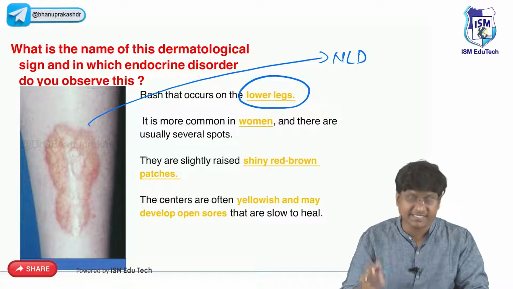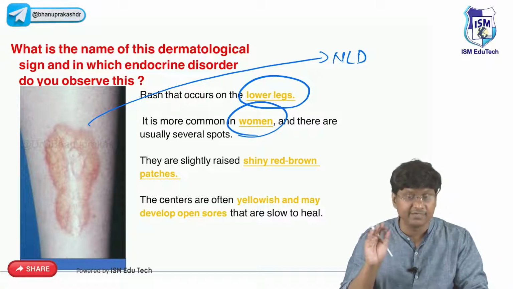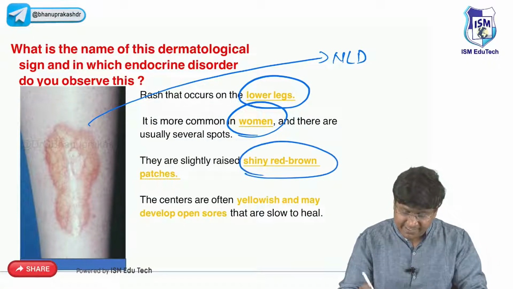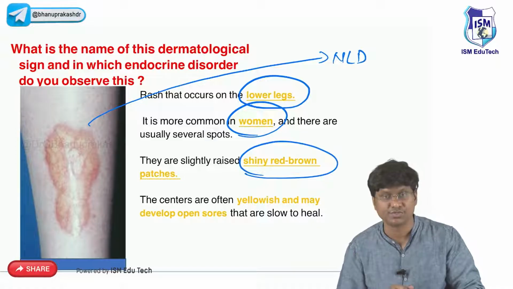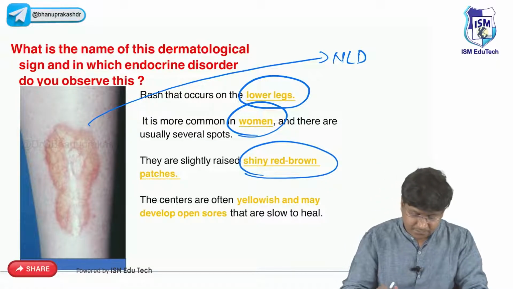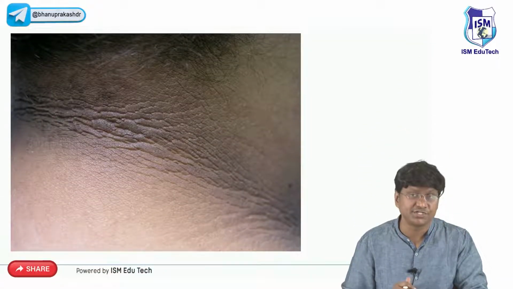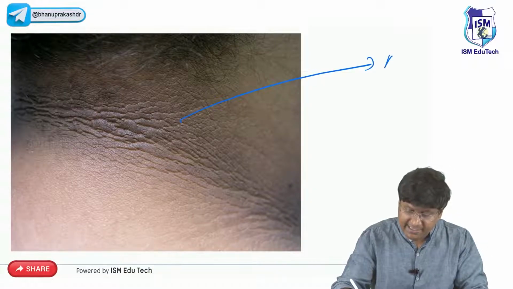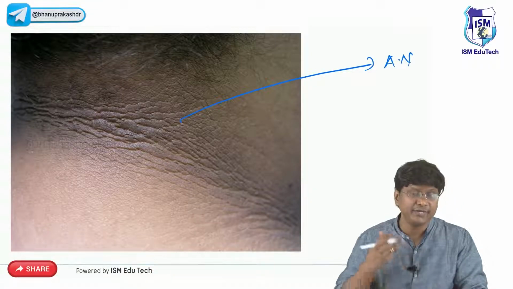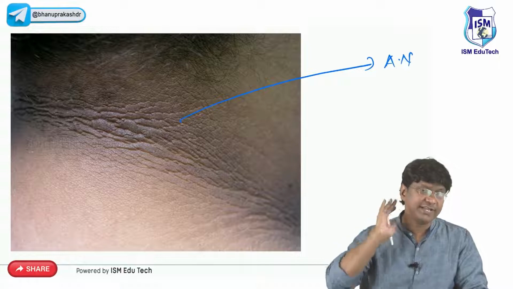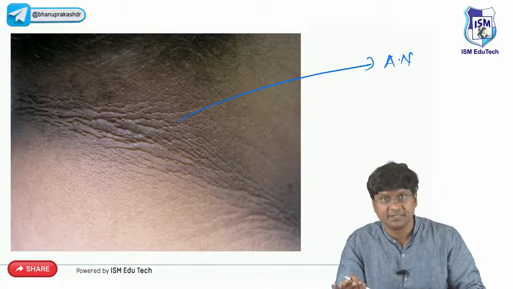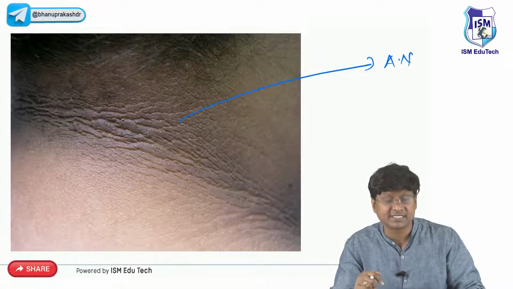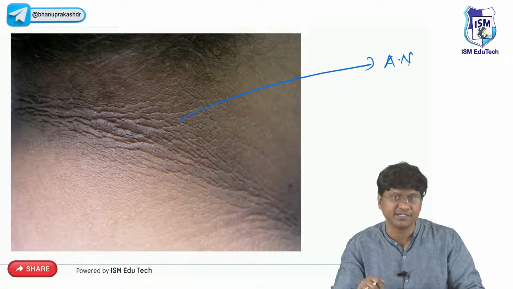One more cutaneous manifestation that you will see in diabetes is necrobiosis lipoidica diabeticorum. This is most commonly seen in the lower limbs, most commonly in women. And how is its appearance? It is shiny red-brown patches. Then another important skin manifestation in diabetes mellitus is acanthosis nigricans, where you have hyperpigmented skin over the nape of the neck or within the armpit.